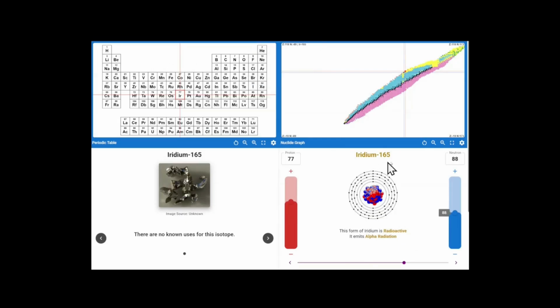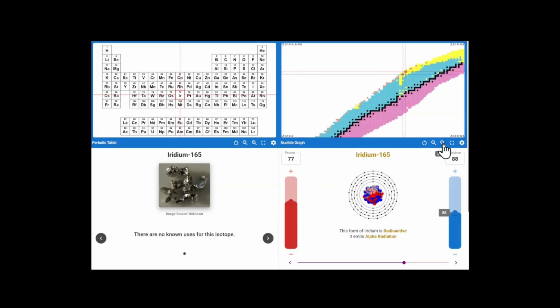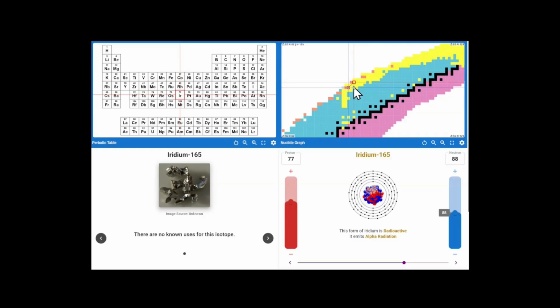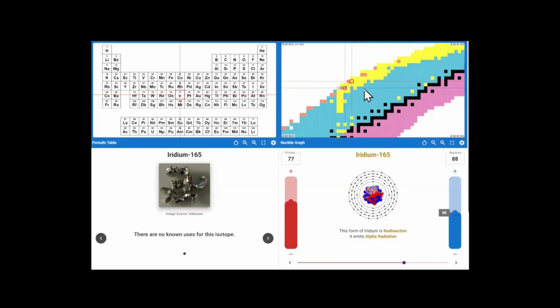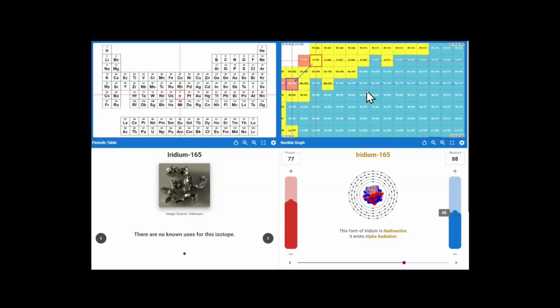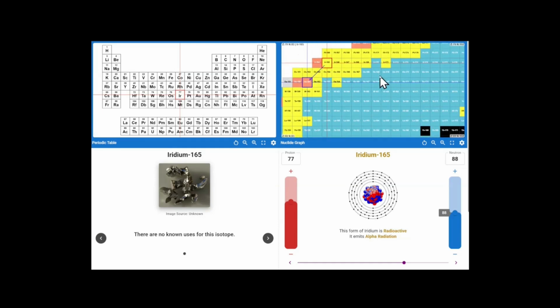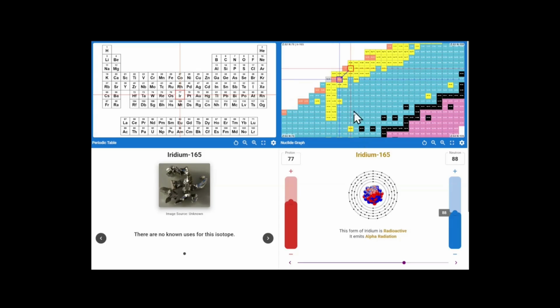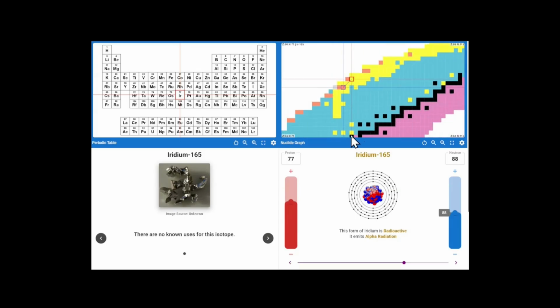So I've got iridium-165 here, and we can ignore the electrons. If you're interested, this is what it looks like. There's no known uses for this isotope. So we have iridium here, 165, and it's this little red dot here. Now I'm going to zoom in a little bit. If we zoom way in, all of these are the iridiums. It wants to be down here.